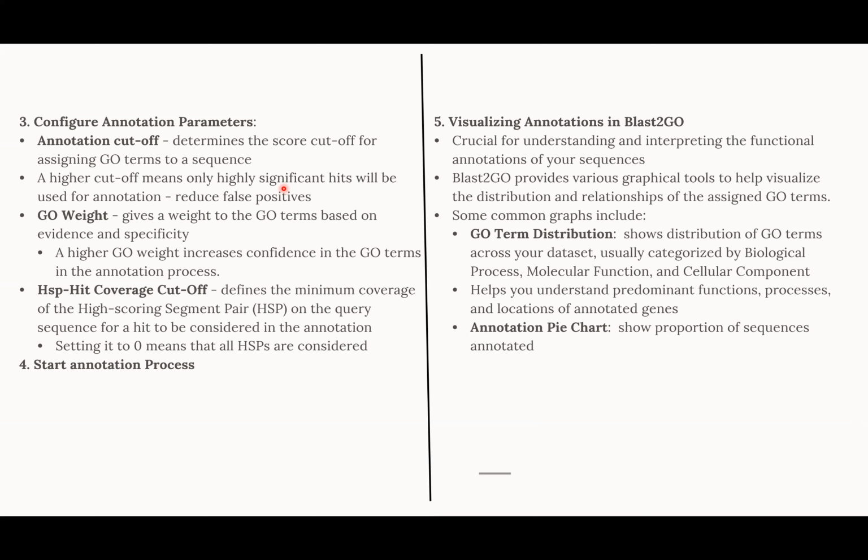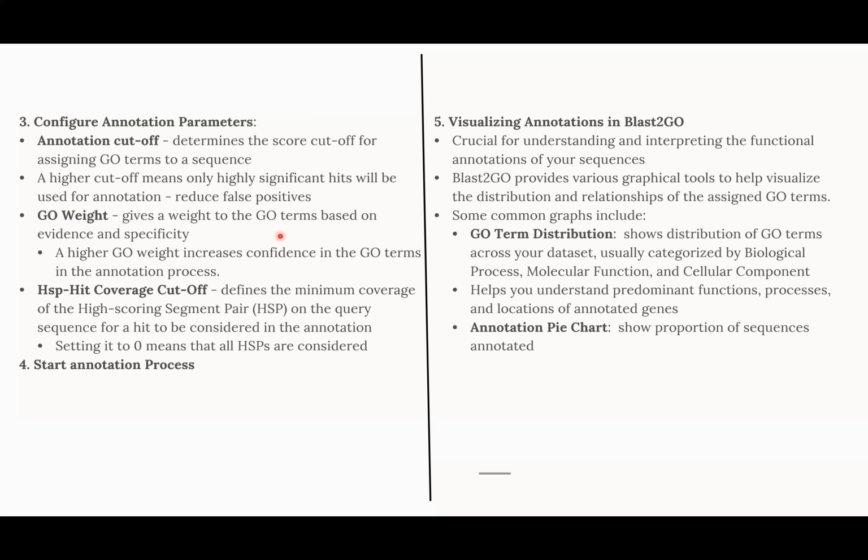A high cutoff means only highly significant hits will be used for annotation. What this means is that only those sequences that have a closer match will be used for annotation. If you have a lower cutoff score, it means you will have more false positives. And then a GO weight. This is the weighting of a GO term.